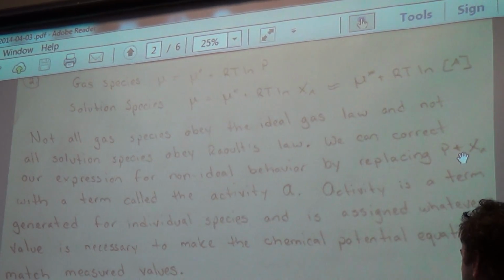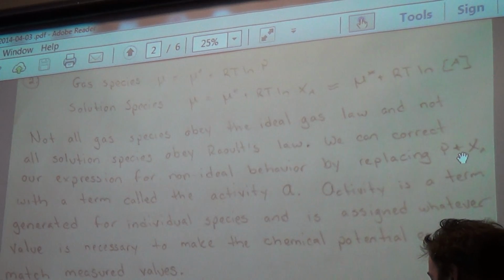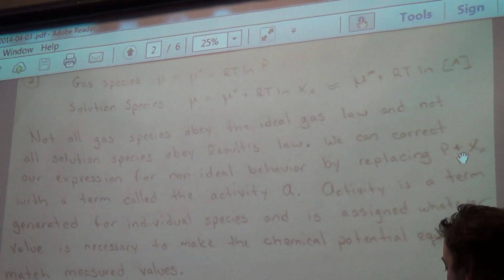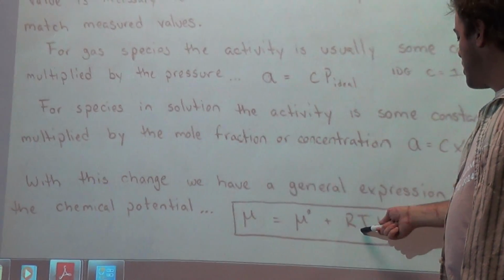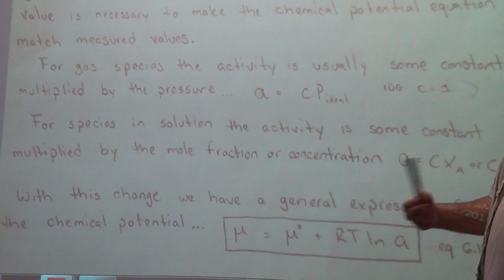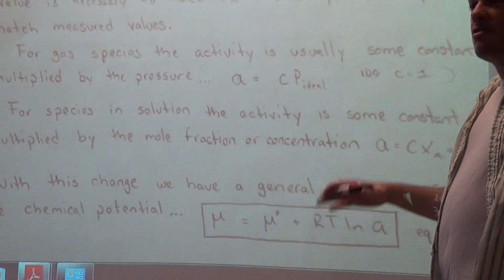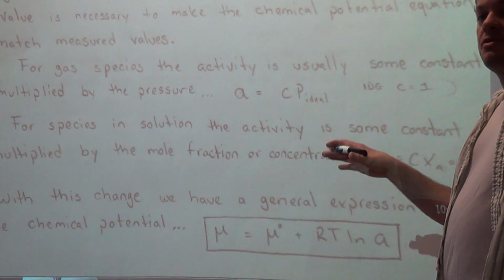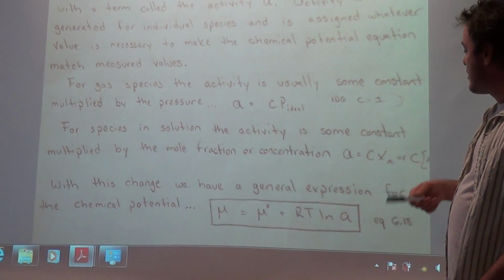You could do a similar thing for species in solution. But basically that gets us to the point where we can write that mu, chemical potential now, is mu naught plus RT times the natural log of the activity, where the activity is whatever it needs to be to fit the physical reality of the situation that we're in. Whatever physical reality that thing is obeying.